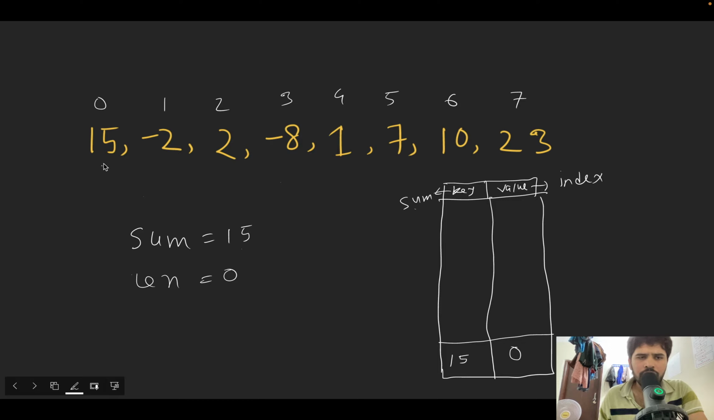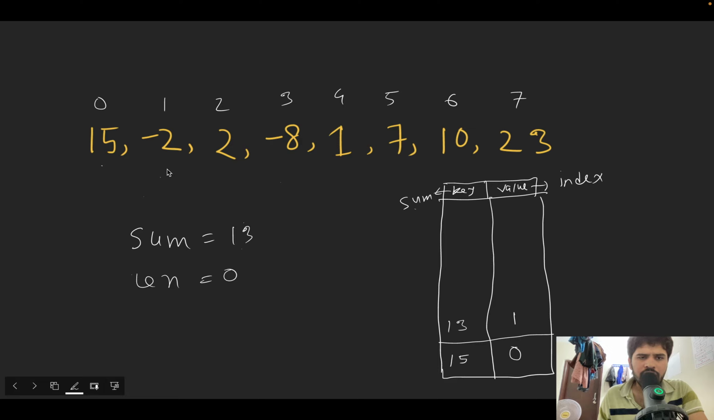Let's move forward. We have -2. Let's add -2 to our sum. So sum becomes 13. Does 13 exist in our hash map? No. So let's insert 13 here, and the index where we found 13 is 1. So we will have the summations in our sum variable. At this point sum equals 13, at this point sum equals 15, and here we'll have sum equals 7, and so on. All right, let's move on. We'll explain the intuition.